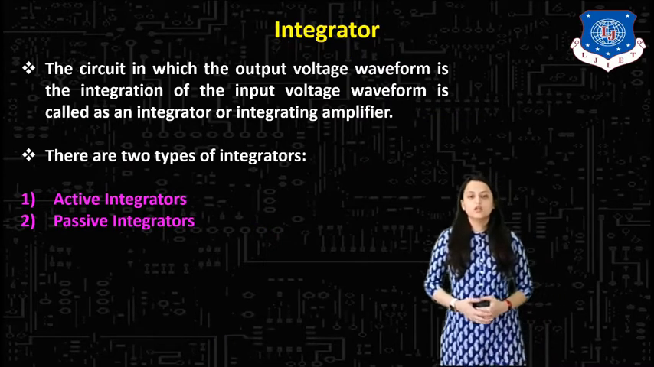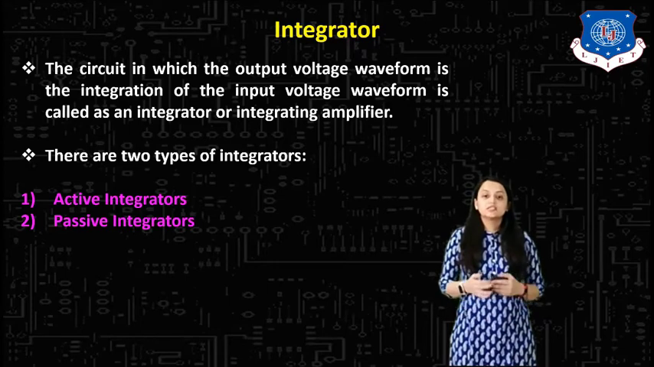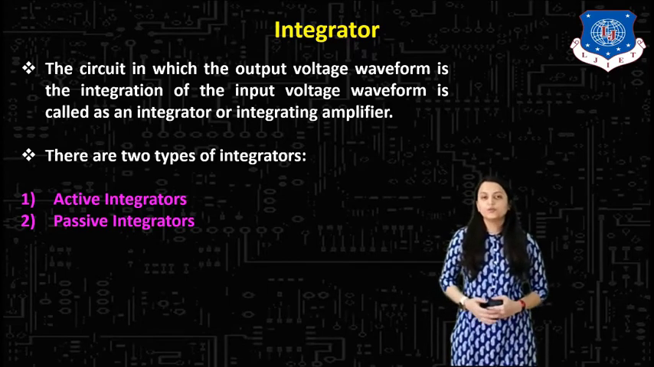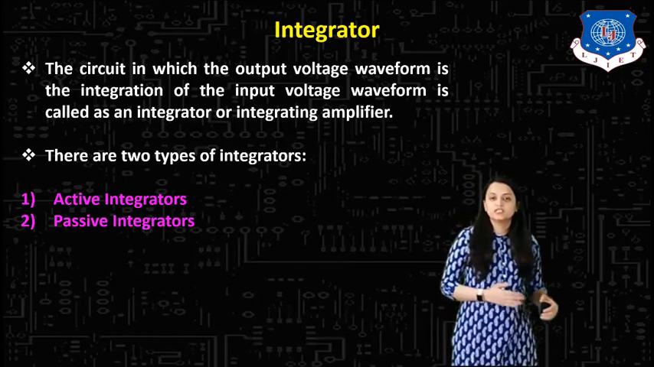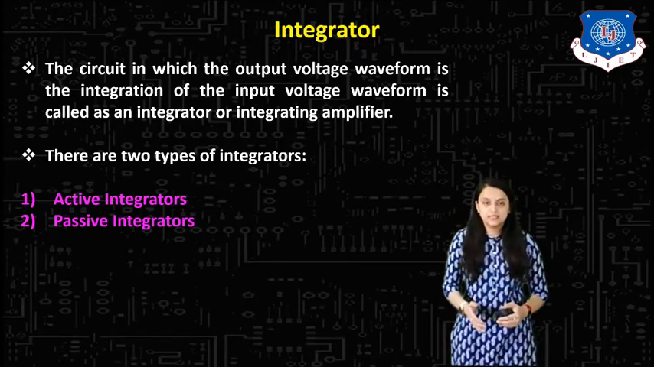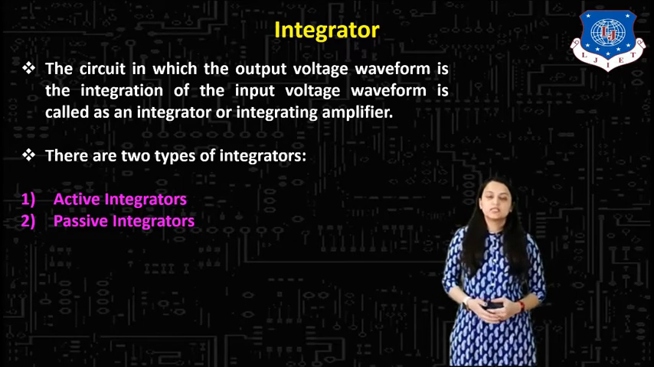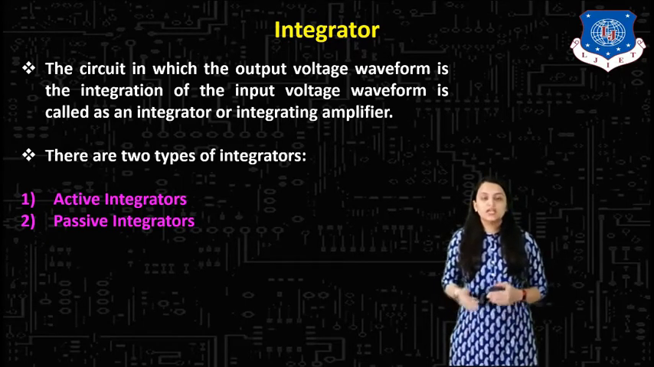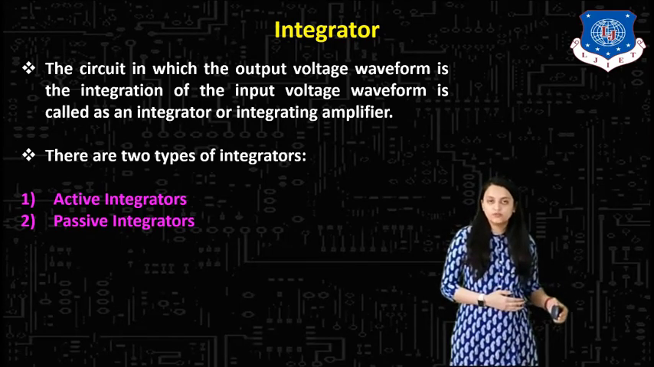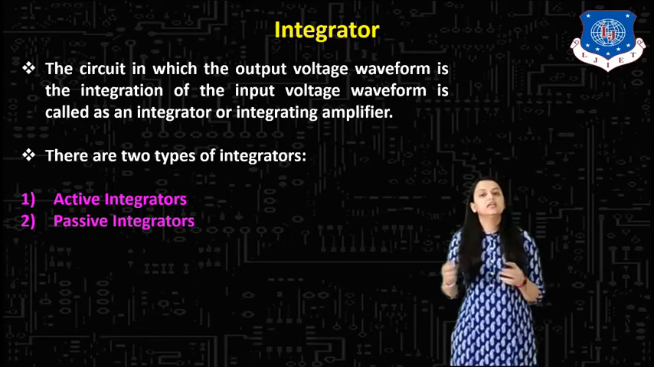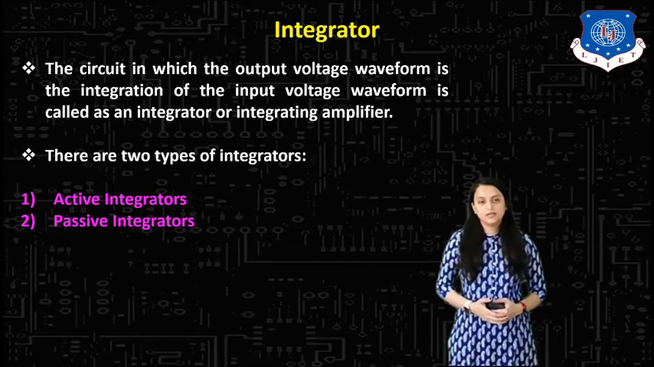So, first of all, let us see what is an integrator. The circuit in which the output voltage waveform is the integration of the input voltage waveform is called an integrator or integrating amplifier. That means if we use the integrator, whatever function is received at the output side will be the integration of the input signal. That is called an integrator.